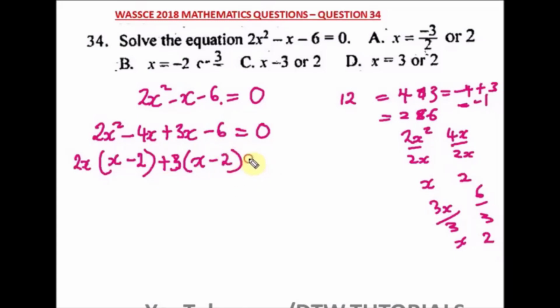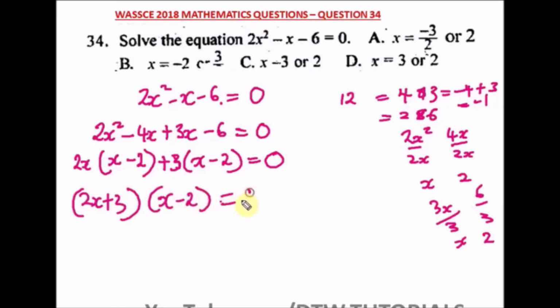All right, so equal to 0. So from here, all we need to do, since we have a common term now, is just bring this out. Okay, so we take 2x plus 3, all in brackets, then brackets x minus 2 is equal to 0. So here we have 2x plus 3 equal to 0, and x minus 2 is equal to 0.